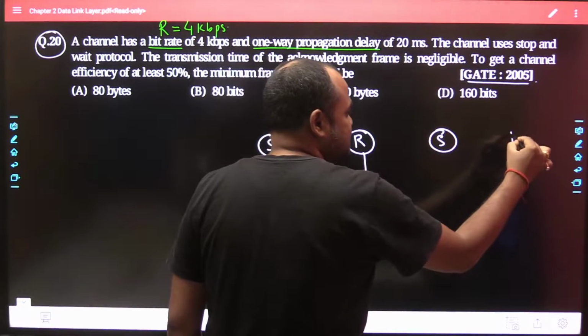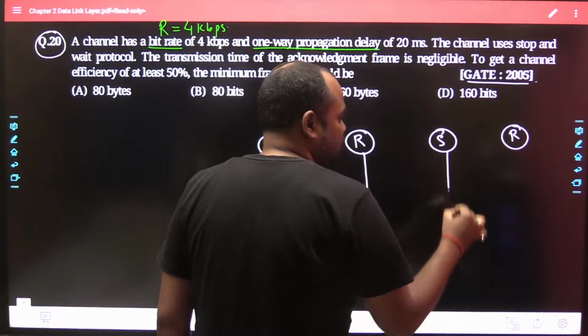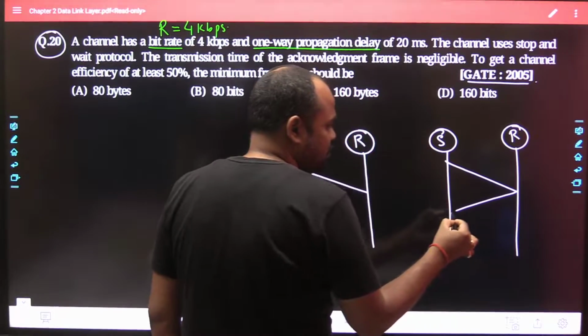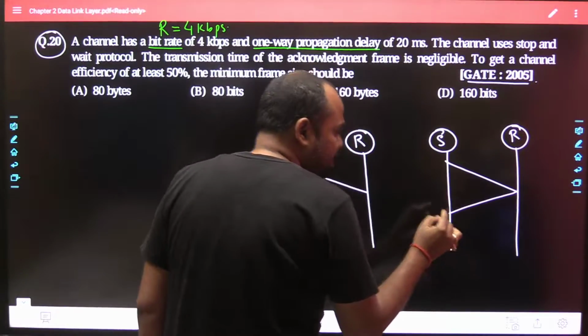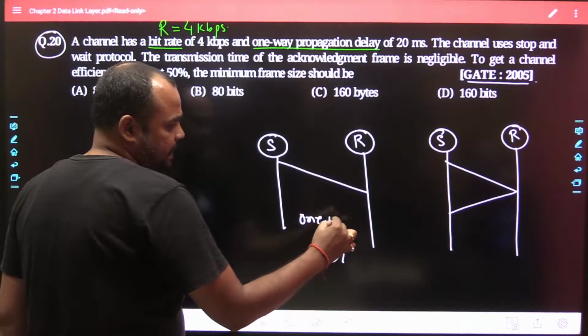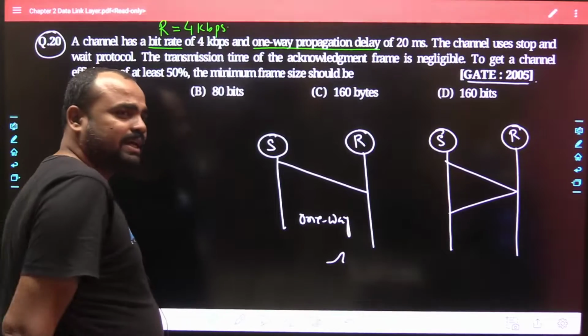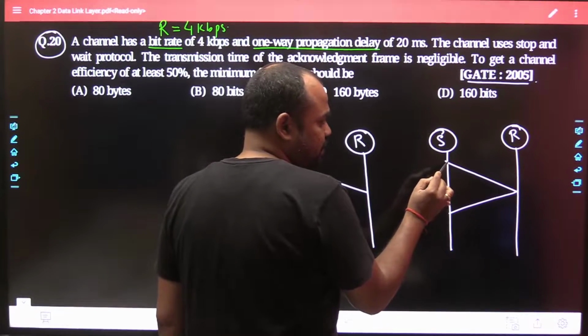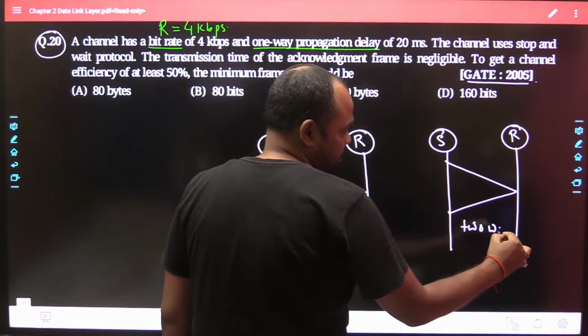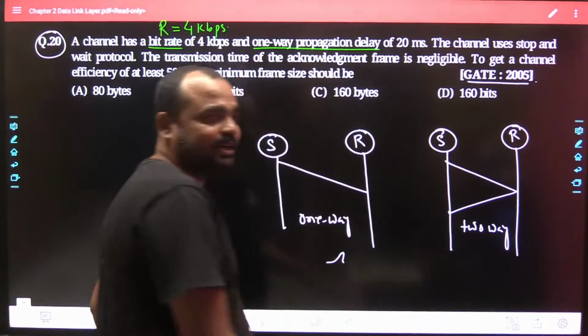But between sender and receiver, the data goes from one side to the other side and the acknowledgement comes back. So this is called two-way propagation delay. This one is called one-way propagation, and this, going the frame and coming the acknowledgement, is called two-way propagation delay.